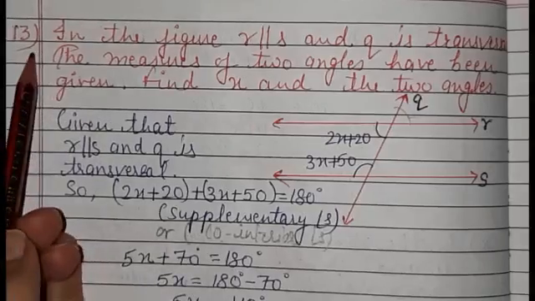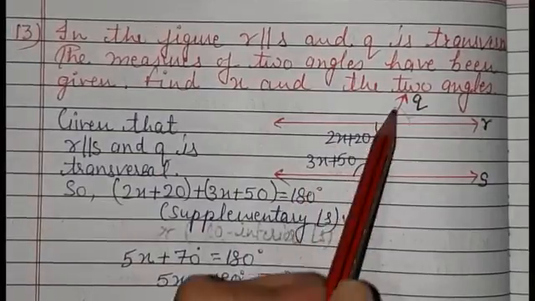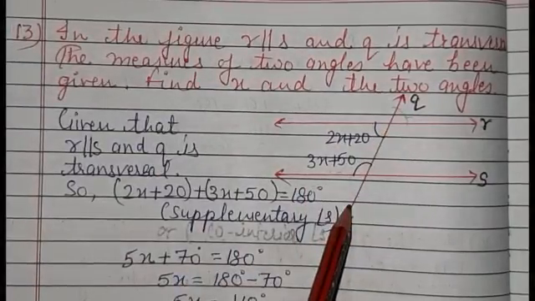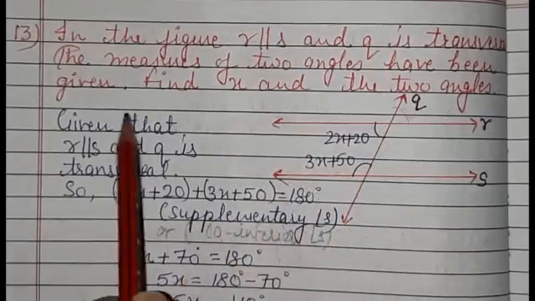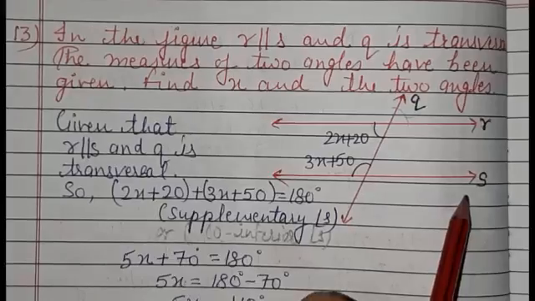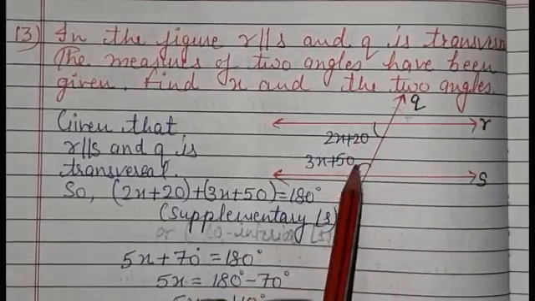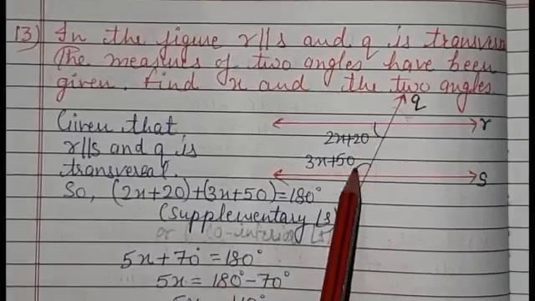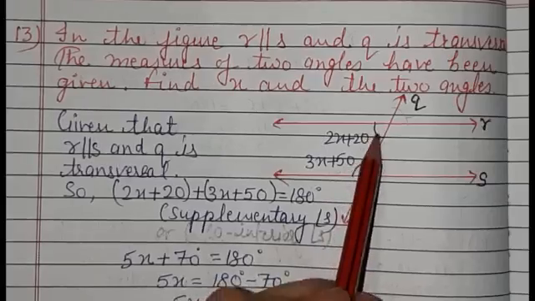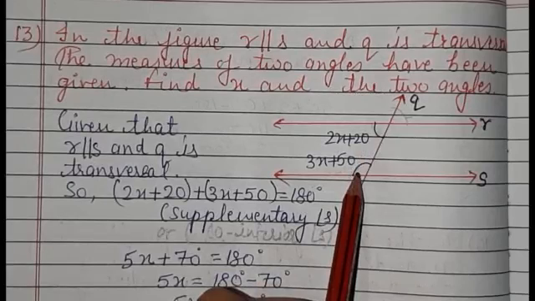Now come to sum number 13. In the figure, R parallel to S and Q is a transversal. The measure of two angles have been given. Find X and the two angles. Here again, if S parallel to R and Q is a transversal, so these two angles are supplementary. These two angles are co-interior angles, and co-interior angles sum is always equal to 180 degree.